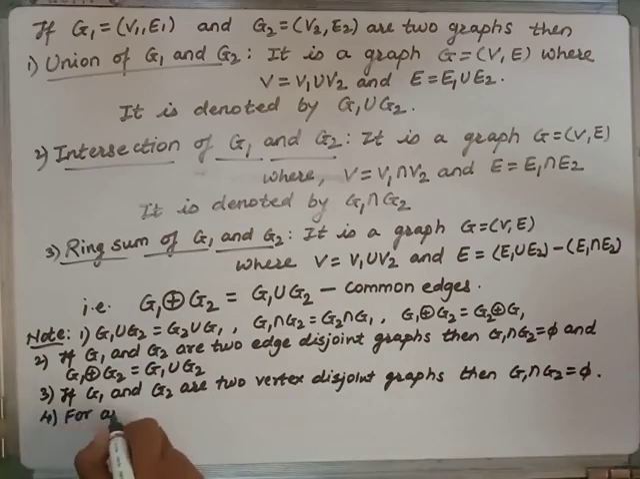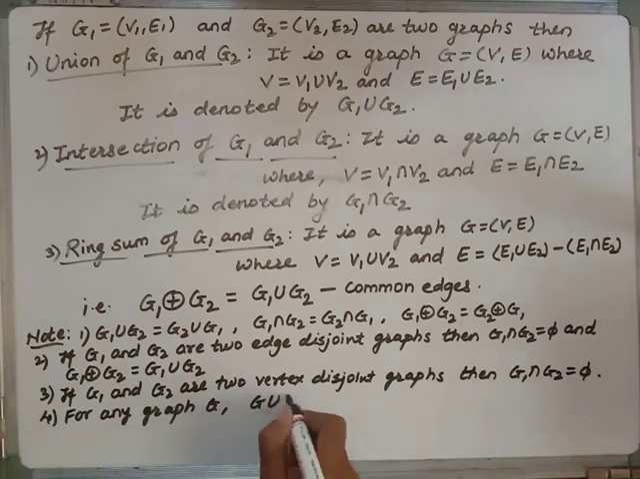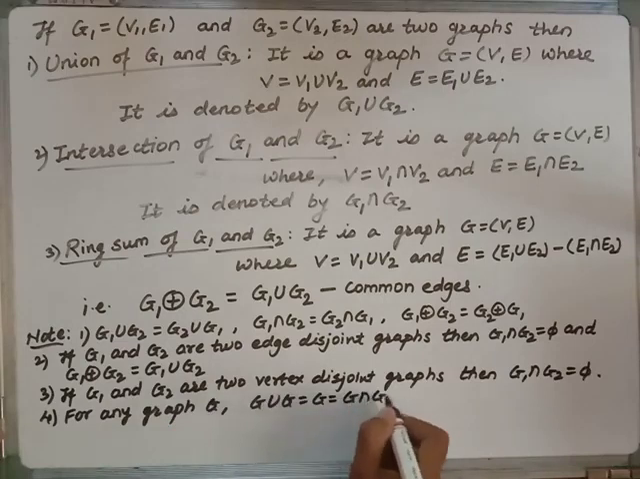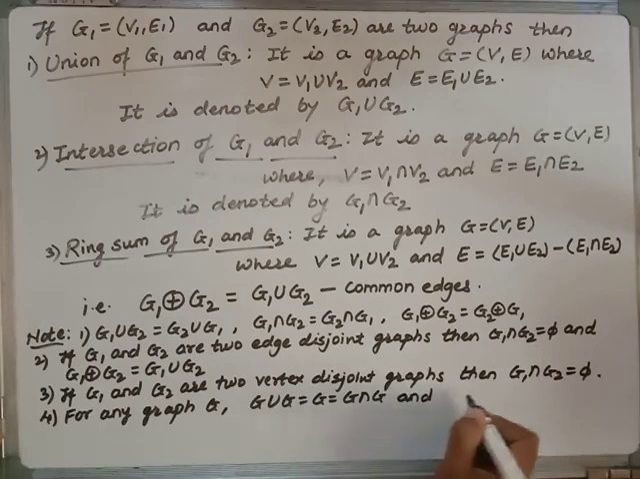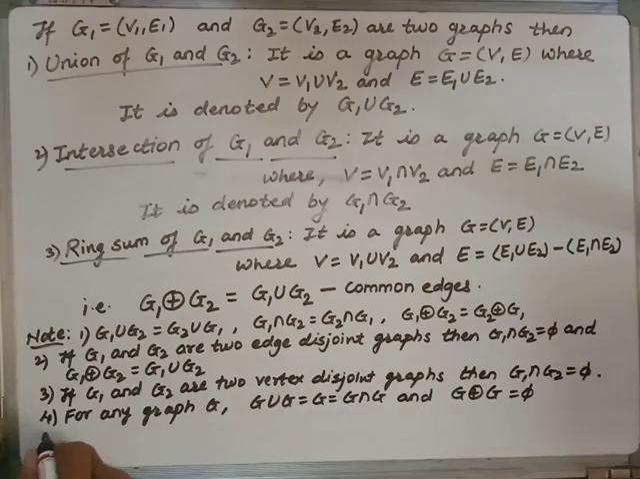Fourth, for any graph G, G union G is the same as G intersection G, and that is G itself, and G ring sum G will be what? An empty set.